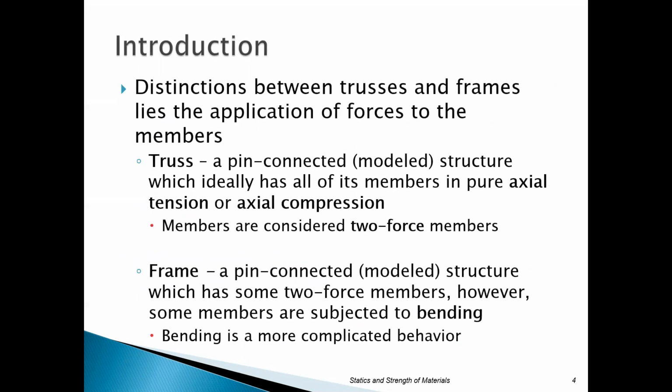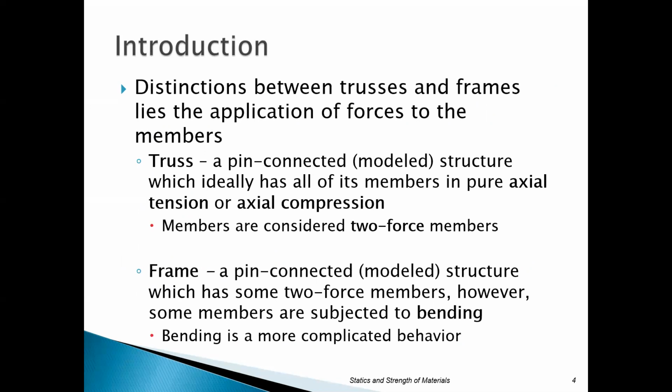There is a distinction between a truss and a frame. Technically, they look the same, but it has to do with the way the application of forces in the members works. A truss, which is what we're going to be looking at, is considered to be pin connected. I'll explain that a little further in a minute. What that means is we're modeling it that way. It's not the reality. It's just the way we're saying this thing is, so we call it pin connected.